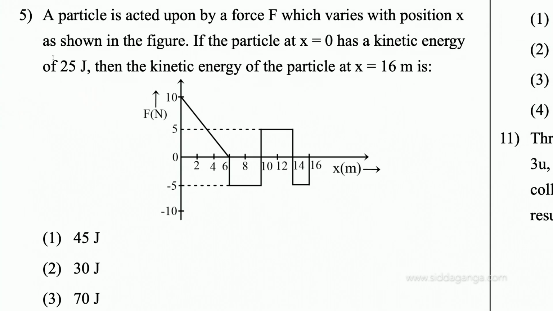See, they gave some graph. Let us see what we have to find. A particle is acted upon by a force F which varies with position x as shown in the figure. If the particle at x equals 0 has a kinetic energy of 25 joules, then what is the kinetic energy of the particle at 16 meter? Anyhow they gave a graph, and the kinetic energy at x equal to 0 is given, meaning initial kinetic energy is given. Target is to find the final kinetic energy.